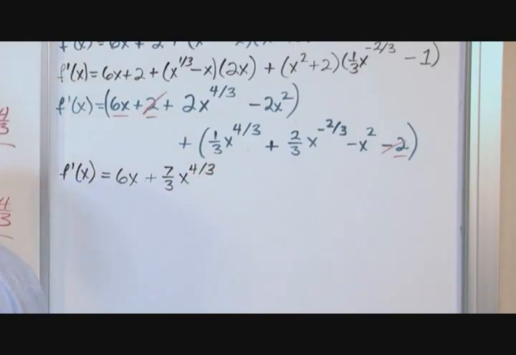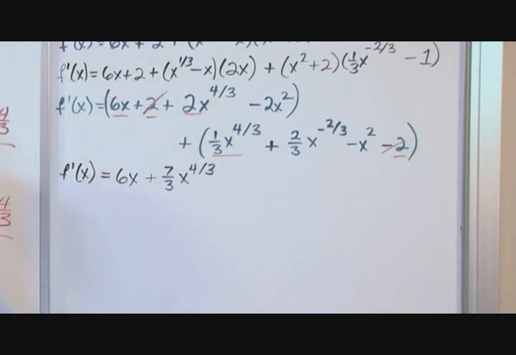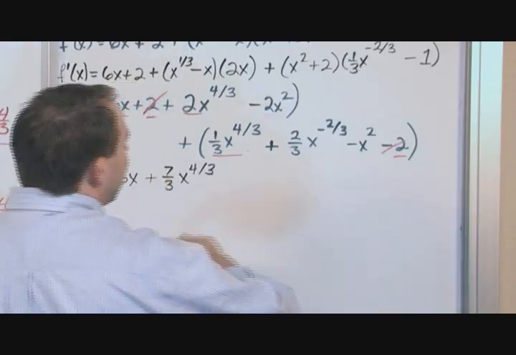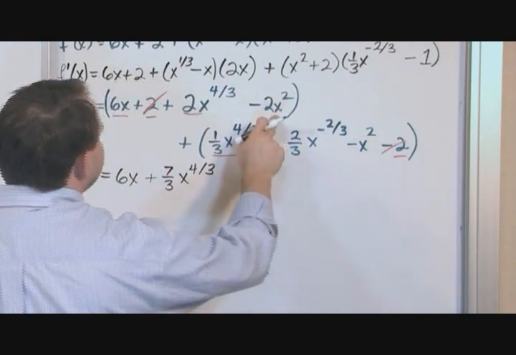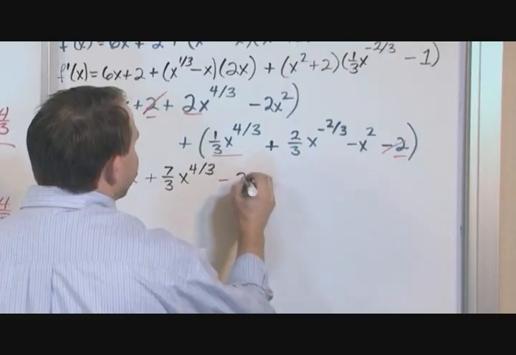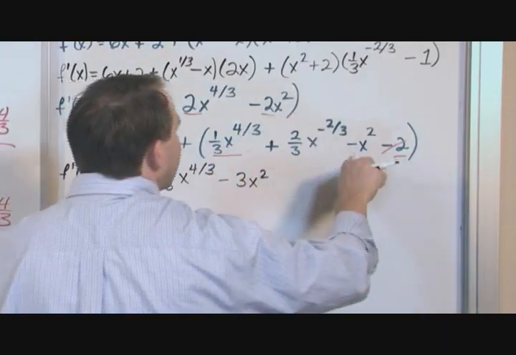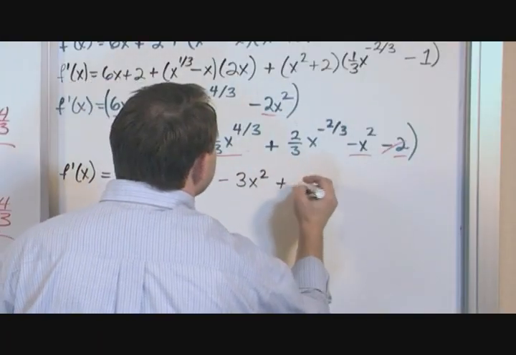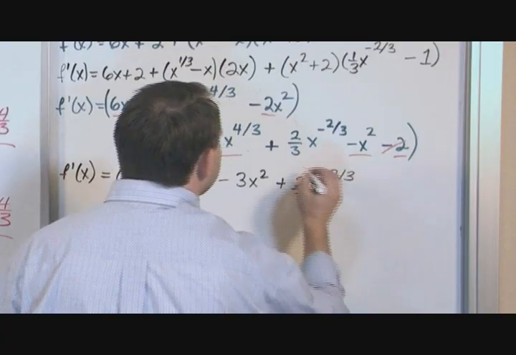And so just to remind myself, I've now touched this term and I've touched this term. So the only thing I have left is this guy and these guys here. So I have x squared right here. This is an x squared, this is an x squared, and this is -2 and a -1. So I have minus 3x squared. So I've now touched this guy and this guy. And so the only thing left is this. So I have plus 2/3 x to the -2/3. So that guy gets rid of that.